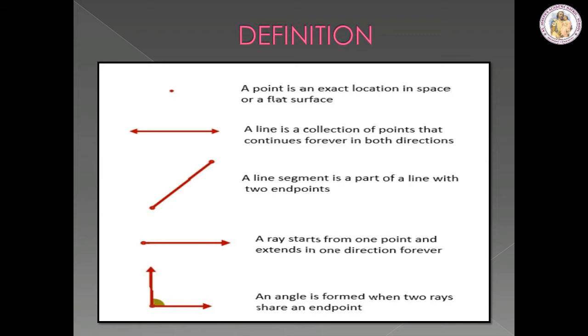That is called a line segment. Fourth one, a ray starts from one point and extends in one direction. That means on one side we have a point, on the other side we have an arrow. That is called a ray. One side it continues, the other side it ends. Last one, an angle is formed when two rays share an endpoint. That is called an angle.